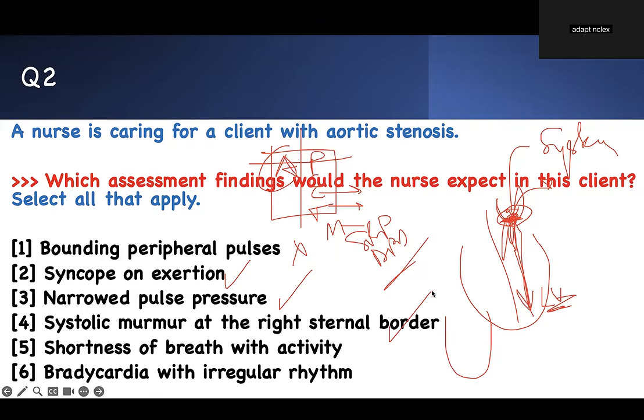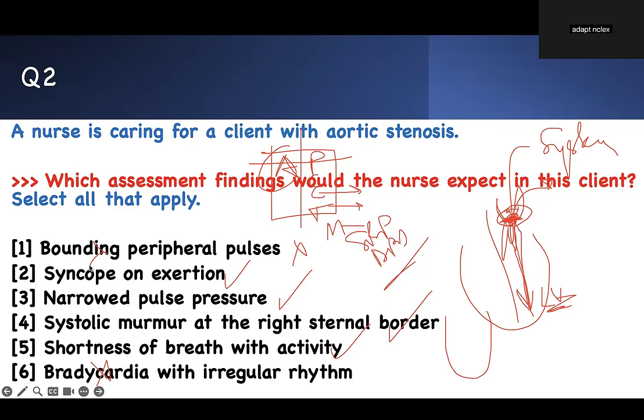Shortness of breath with activity. Yes, when you try to exert yourself, you have shortness of breath. Bradycardia with irregular rhythm, that is not true. Aortic stenosis does not cause bradycardia. It causes arrhythmia. Therefore, this is wrong. So 2, 3, 4, and 5 are right.